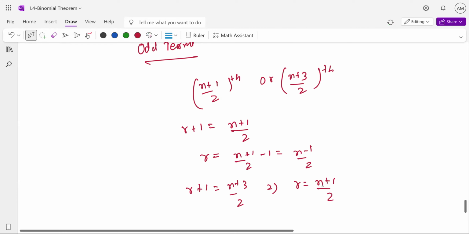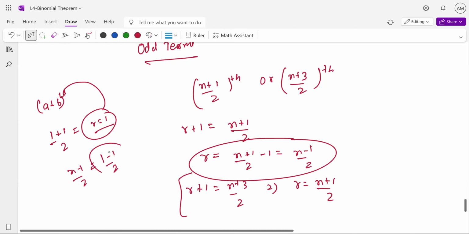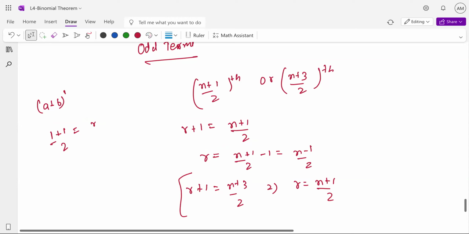Okay, let's take an example of an odd term. Let's say (a+b) to the power 1, the best example we have. What is n here? n is 1, right? So (1+1)/2. I'm taking this part. Here you can see r's value comes out to be 1. If the r value comes out to be 1, you will be reaching here. If you take this case, (n-1)/2, it means (1-1)/2, you will be reaching here. This is the thing you have to do. Remember these things: nth term and middle, general term and middle term, and the exponential formula.